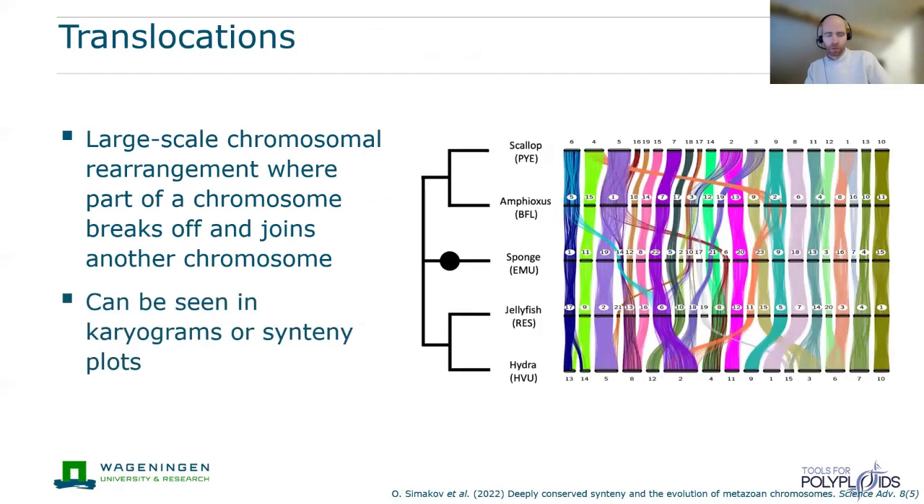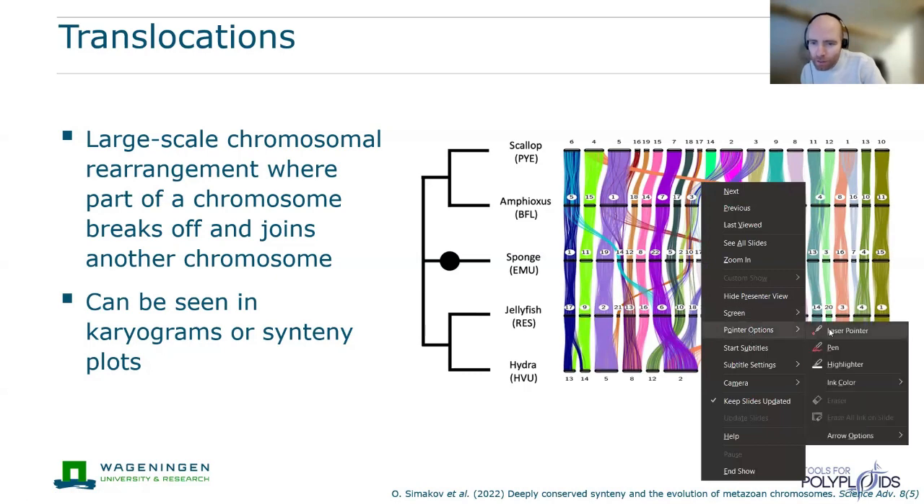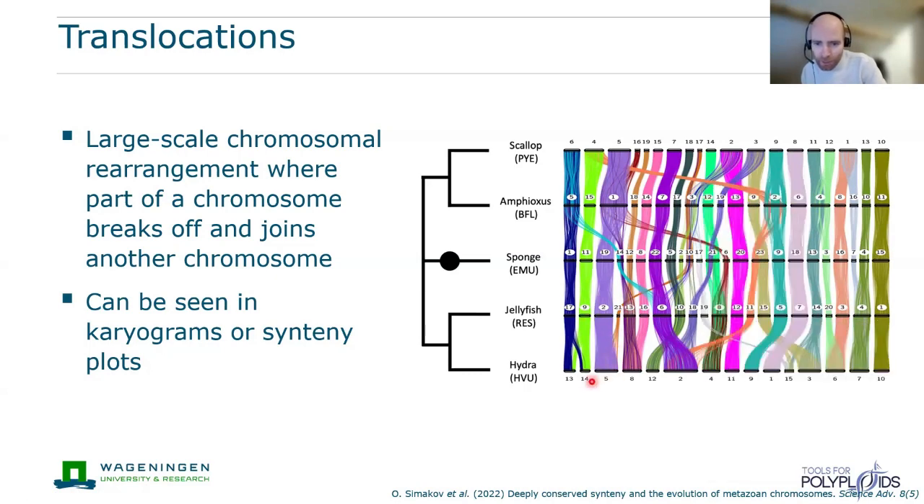But we can see this if we start to do synteny studies across species. And you can see here this lovely recently published paper across different fish, jellyfish, and so on. You see a beautiful plot of the relationships and the conserved synteny across these chromosomes, but you also see little parts of some of these chromosomes have been joining into other chromosomes and so on.